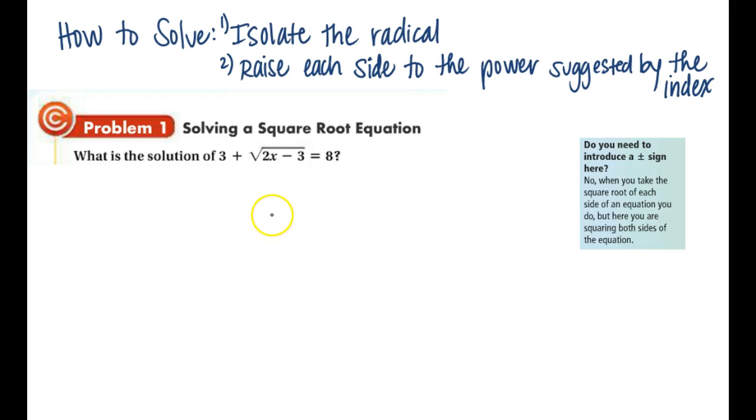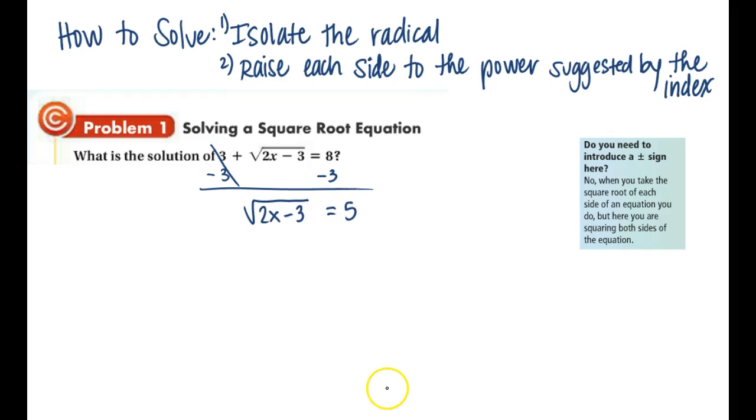In example 1, we're asked to find the solution of a square root equation: 3 plus the square root of 2x minus 3 equals 8. The first thing I need to do is isolate the square root expression, so I want to do the opposite of positive 3, which is negative 3. So minus 3 from both sides. So I get the square root of 2x minus 3 equals 5.